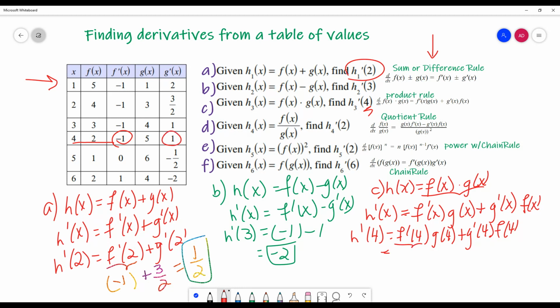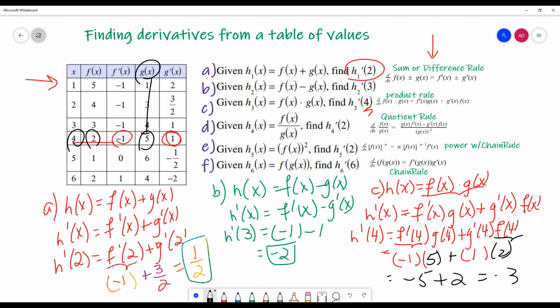So f prime of 4, like I said from the table, is -1. G of 4. Now go to my g of 4, where do they intersect? Yep, 5. Don't ask me why I went to black there, but that's okay. G prime of 4 gives me 1. And then, of course, f of 4, just staying with the theme, f of 4 is 2. So here we go. -5 plus 2, yep, -3.